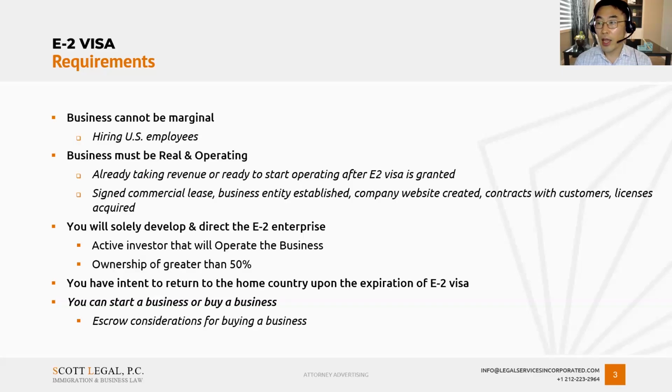Business must be real and operating. What it means is that when you submit your E2 visa application, your business must already be fully ready to operate, or already up and running with hired US workers. To prove this element is satisfied, you will usually need to submit a signed commercial lease agreement, business entity registration documents, a company website showing that it's already running, maybe contracts with customers, and licenses if applicable.